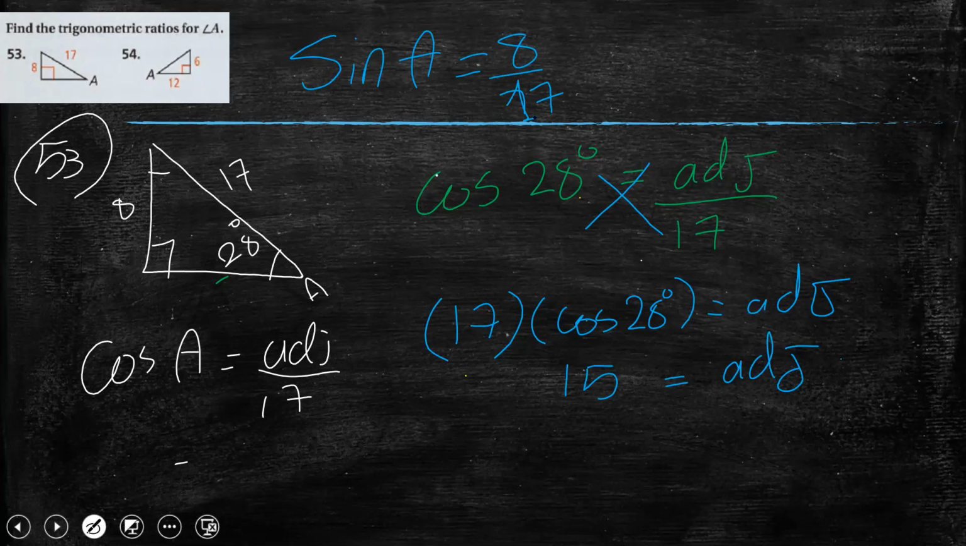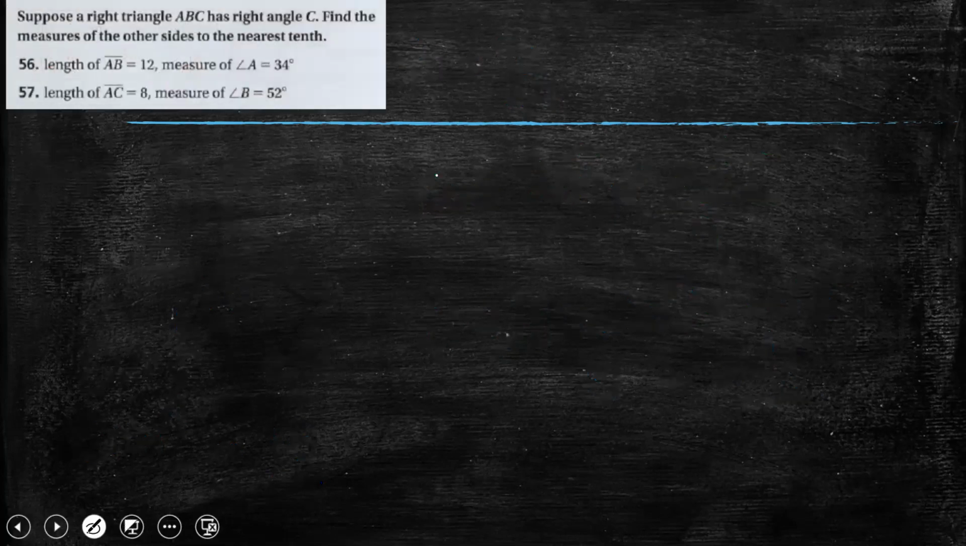After she finds angle A, which is 28, she substitutes it here. Cosine 28 is adjacent over 17. By cross product, she found that the adjacent is 15. Then she will continue, because I asked you to find cosine A, that is 15/17. Okay. Now, let's do this one here.